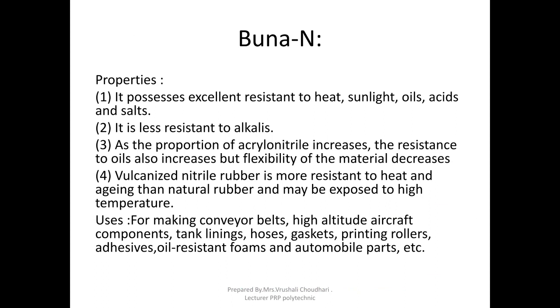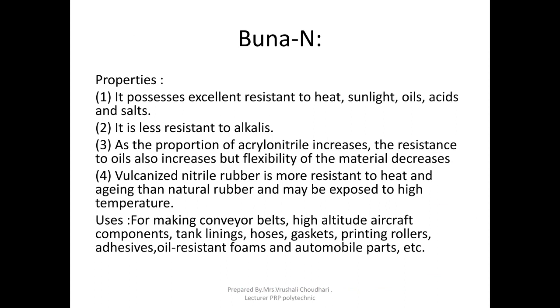Buna N possesses excellent resistance to heat, sunlight, oils and acids and salts. It has less resistance to alkali. As the amount of acrylonitrile increases, resistance to oil also increases, but flexibility and elasticity of the material decrease. Vulcanized nitrile rubber is more resistant to heat and aging than natural rubber and may be exposed to high temperature.